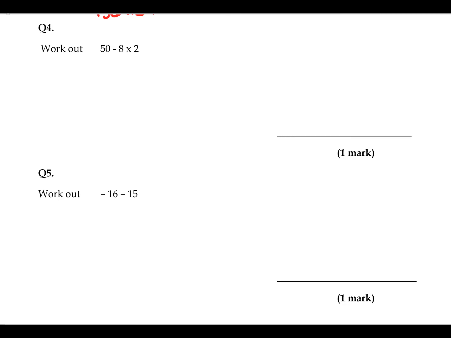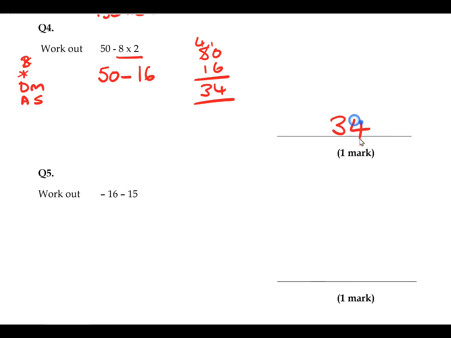Question 4. Work out 50 subtract 8 times 2. So you need to remember BIDMAS. There are no brackets and there are no indices, so division and multiplication come first. So we've got a multiplication, so it becomes 50 minus 8 times 2, which is 16. And 50, take away 16, is 34. So our answer for 1 mark is 34.